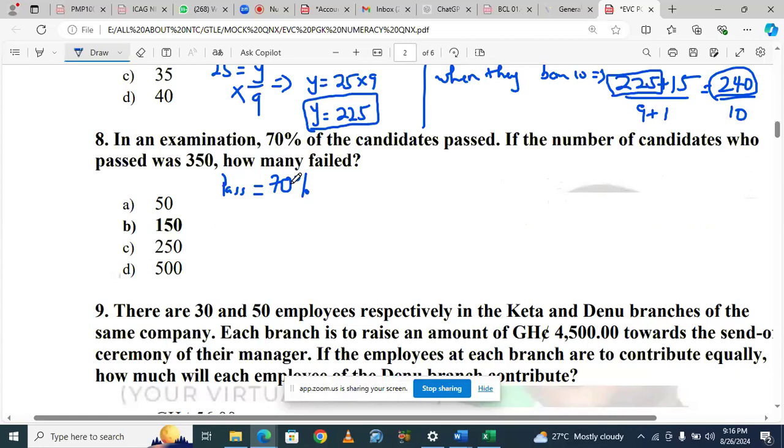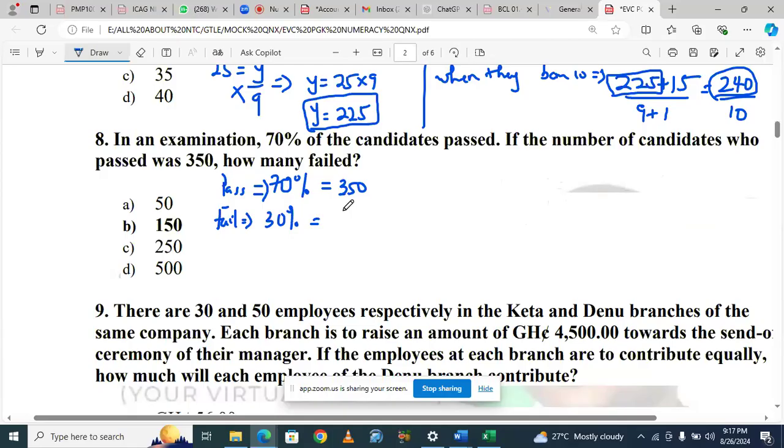If the number of candidates who passed was 350, meaning 70% is equal to 350 people. Just take your time with it, converting the English into mathematics. Now, having known that pass is 70, what shall fail be? 30. It is about the same ratio and proportion. So 70 is to 350, and 30 is to more or less?